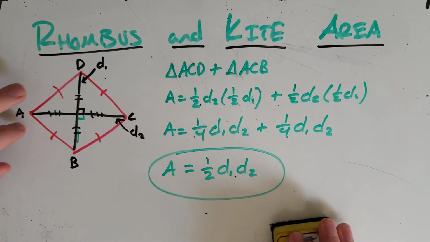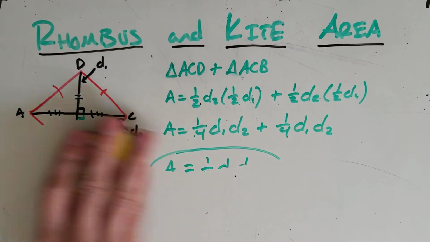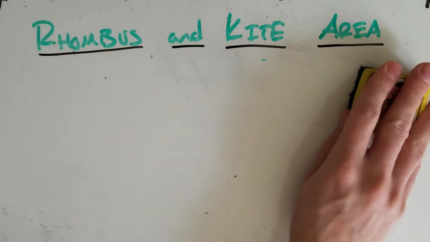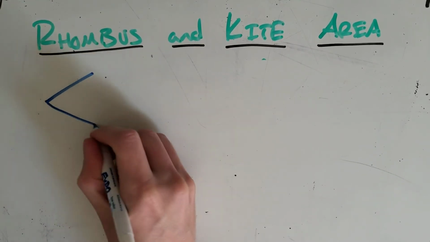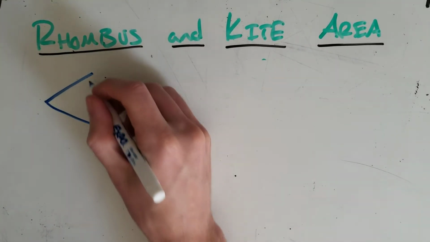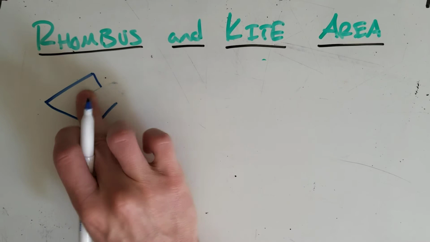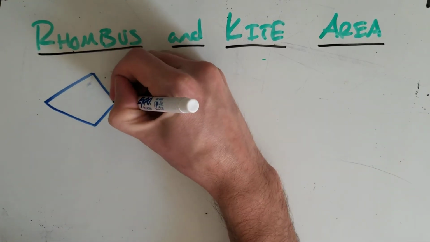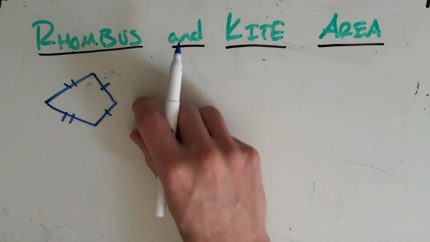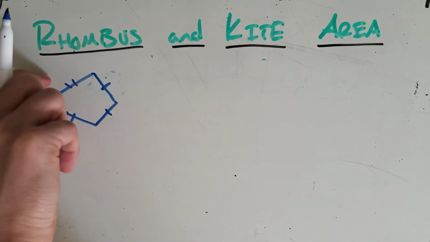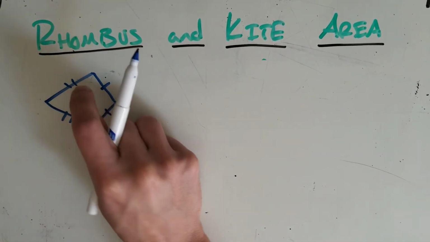Now this formula also works for a kite, and I'm going to show you why. It's because kites have some similar properties to rhombi. So we did a rhombus, now a kite. Let's draw a nice kite here. I'll draw it like that. Ooh, that was terrible. Much better. So here's a kite. Properties of kites. You know that the adjacent sides are congruent, and these adjacent sides are congruent.